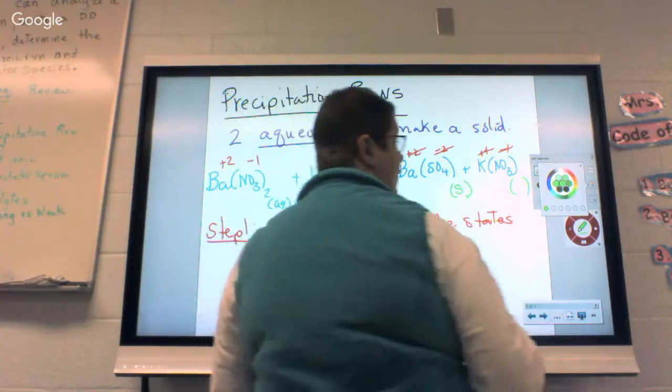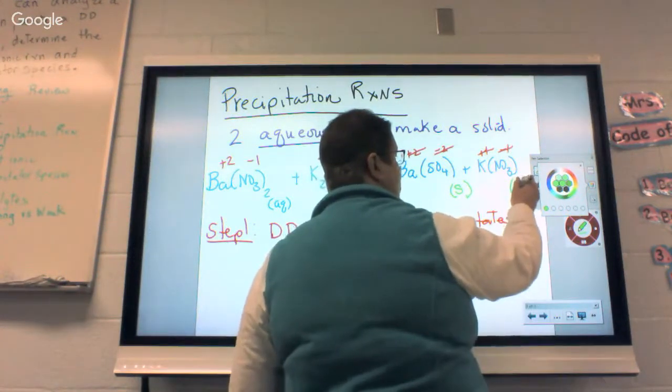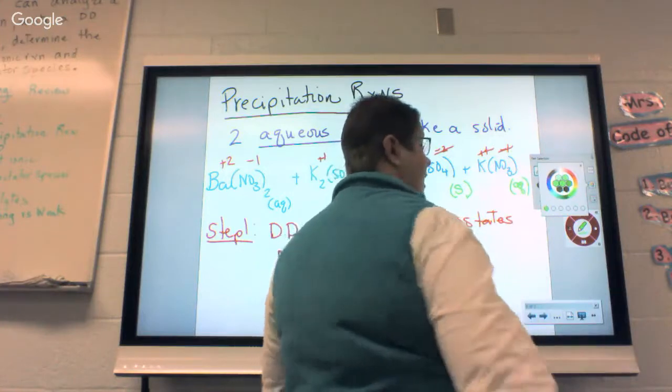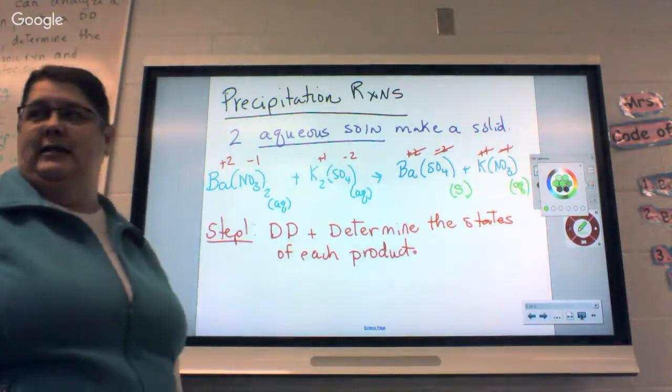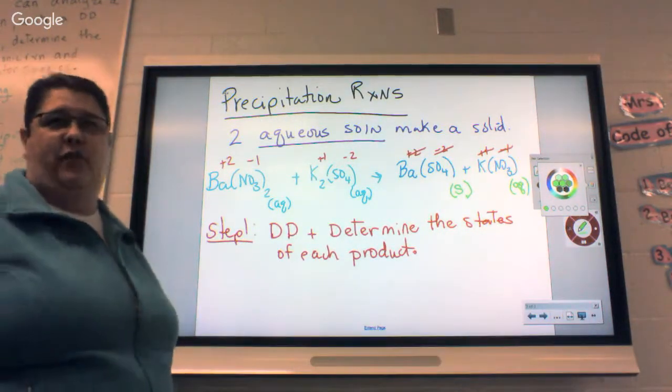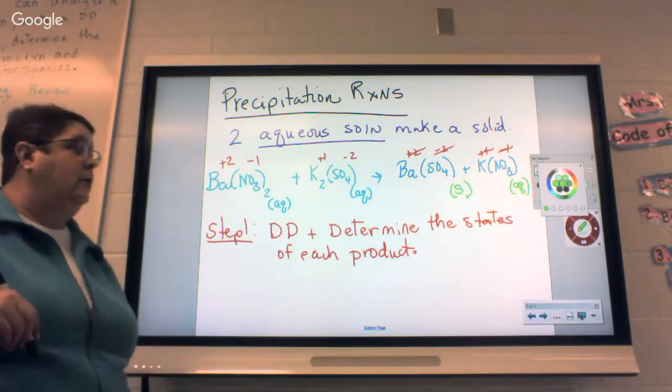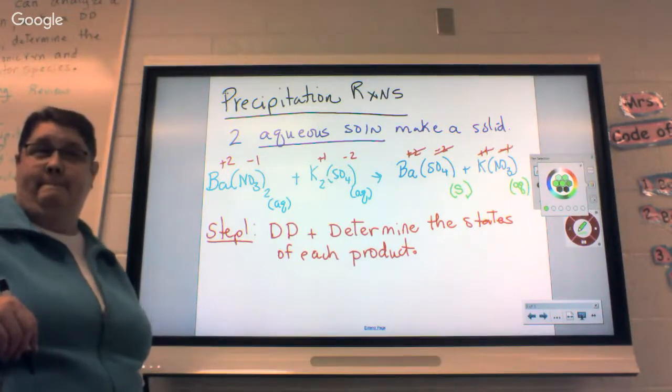So all nitrates are soluble. They're all soluble, so I just write down AQ. Okay? It doesn't matter because there are no exceptions for nitrates. They're all soluble. Any questions about that?